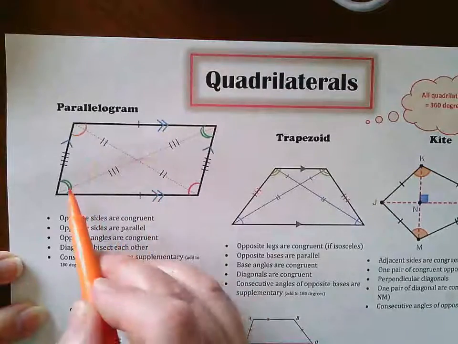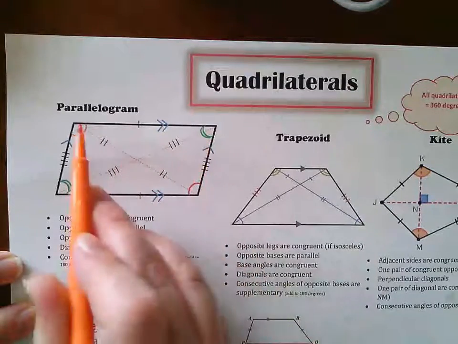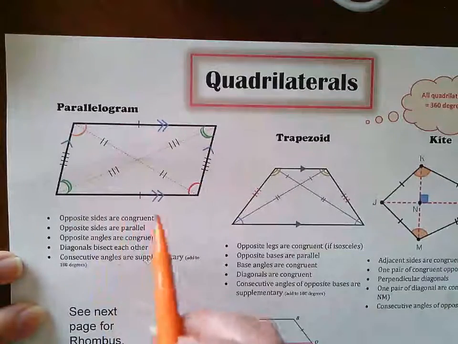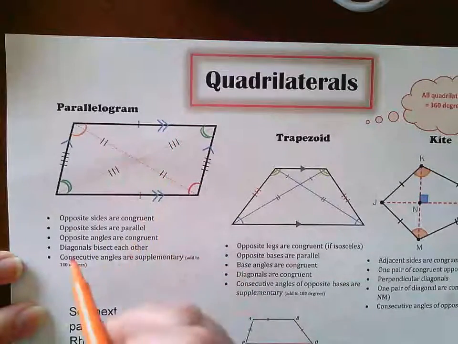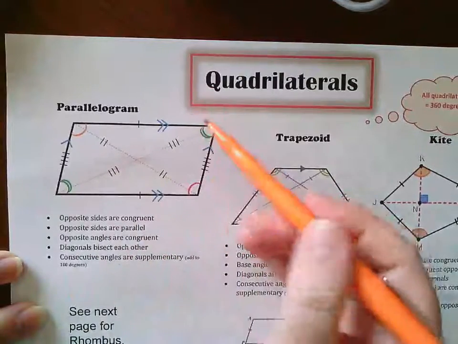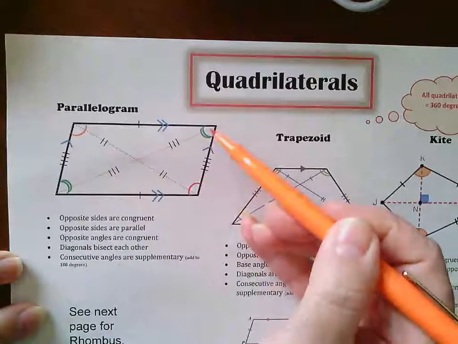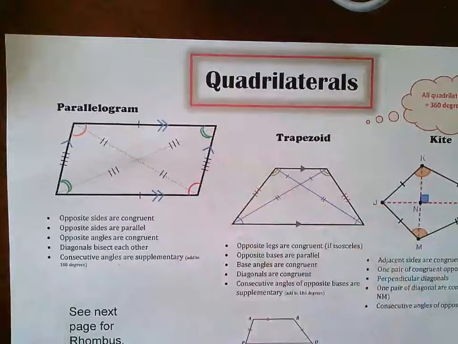Opposite angles are congruent. So you can see where the opposite angles are congruent. The diagonals will bisect each other, so you can see that this is equal and this is equal. And consecutive angles are supplementary, which means if you have a green one and a red one, they are going to add up to 180.